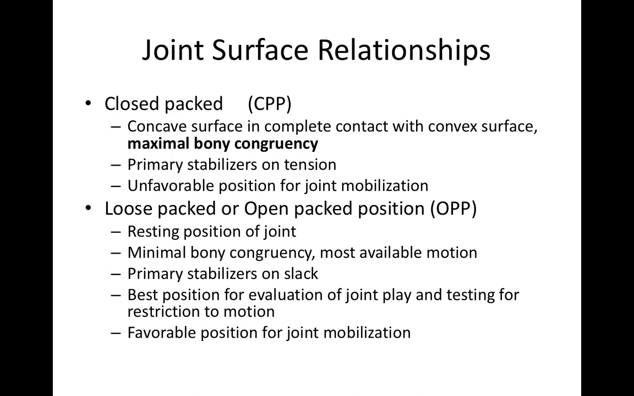Conversely, the loose pack position or the open pack position is going to be the resting position of the joint. In this situation, we're going to have minimal bony congruency and the most available motion. Primary stabilizers are typically going to be on slack, and this might be the best position to begin the evaluation of joint play, otherwise known as accessory motion or arthrokinematic motion, and for testing the restriction to the motion. It's also going to be the most tolerable and typically the most favorable position to start joint mobilization. The example with the knee again of the loose pack or open pack position is approximately 30 to 50 degrees of knee flexion.